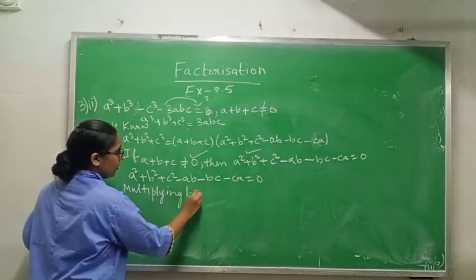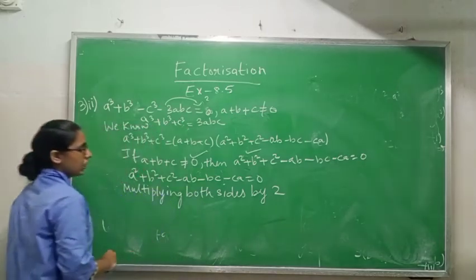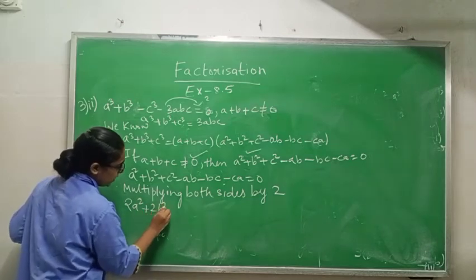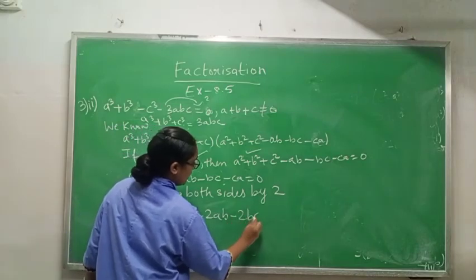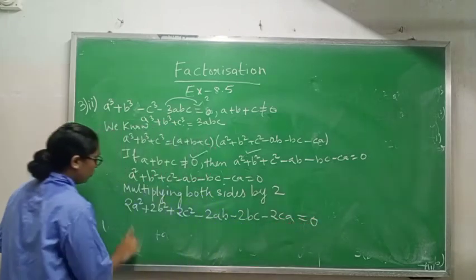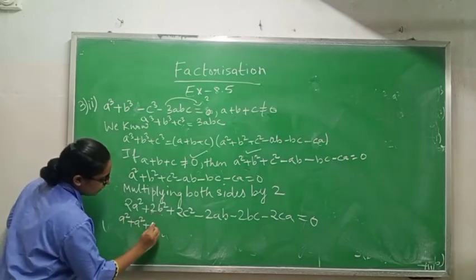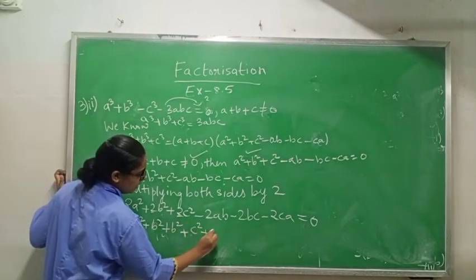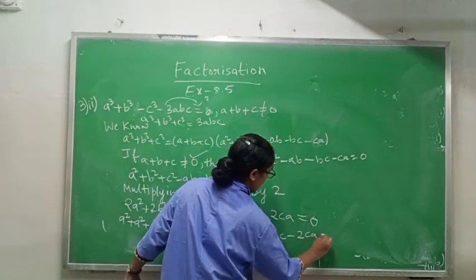Multiplying both sides by 2. Why? To make it into a formula. I am showing you. So 2a² + 2b² + 2c² − 2ab − 2bc − 2ca, and 2 multiplied by 0 will give you only 0. Now you can take 2a² as a² + a², again 2b² as b² + b², again 2c² as c² + c², minus 2ab minus 2bc minus 2ca equals 0.